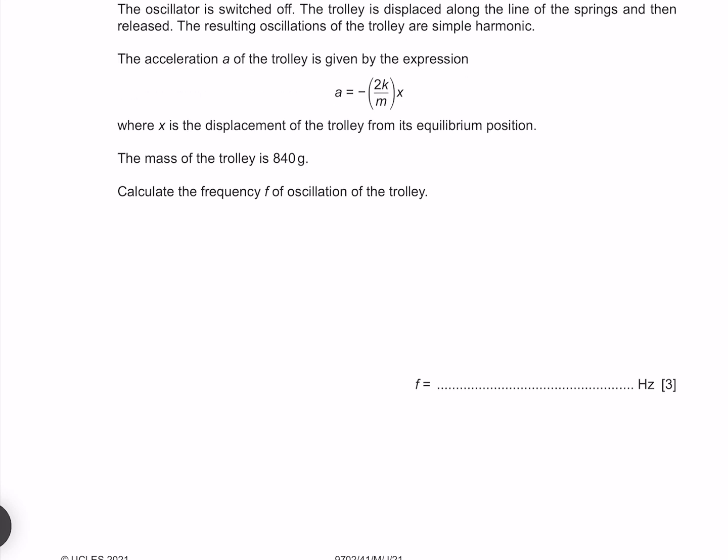The acceleration a of the trolley is given by the expression here, where x is the displacement of the trolley from its equilibrium position. The mass of the trolley is 840 grams. Calculate the frequency f of the oscillation of the trolley. You might recall that a is negative omega squared x, which means that our 2k/m is equal to omega squared. You may also recall that omega is equal to 2 pi f, so we can make that substitution.